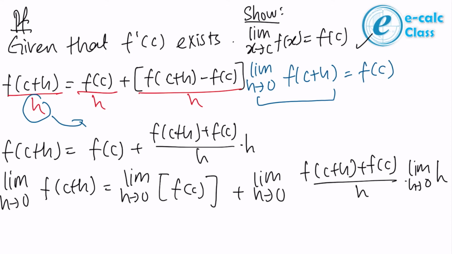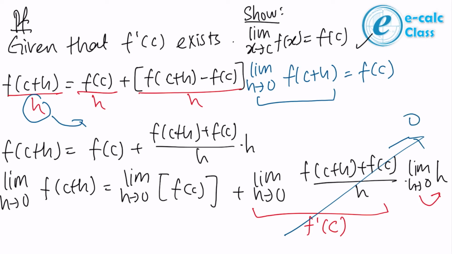Now this fella here is our f prime at c, right? And we said that f prime of c exists, which means it is not anything crazy like undefined or indeterminate. If we substitute in 0 for this term here, 0 times anything normal is 0. Hence the whole thing will just be 0. So at the end of the day, the limit as h approaches 0 of f of c plus h equals f of c, since there is no h to substitute in.